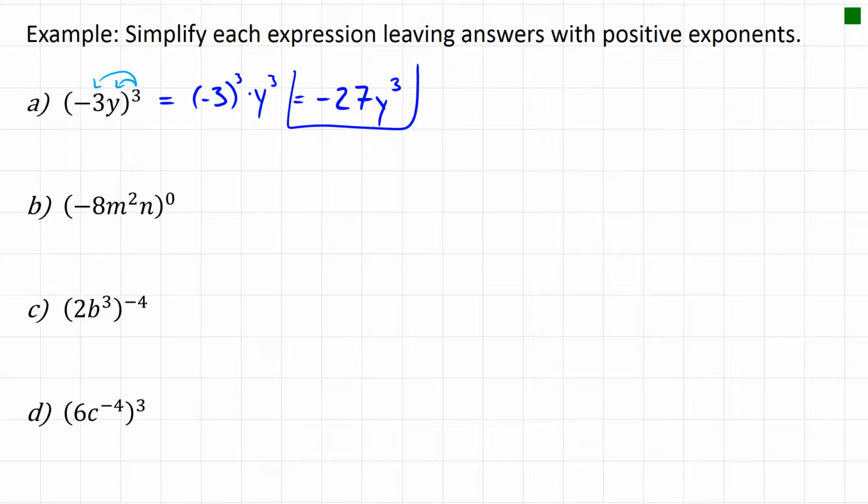That's part A. For part B, we have this whole big thing to the power of 0. And actually, we've talked about this. Anything to the power of 0 is 1. But even if we applied that 0 to every single little part of it, we'd have 1 times 1 times 1 times 1. So all of this is just equal to 1.